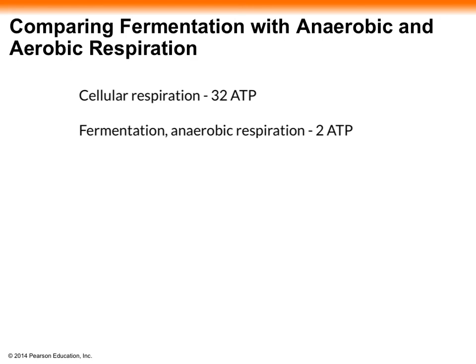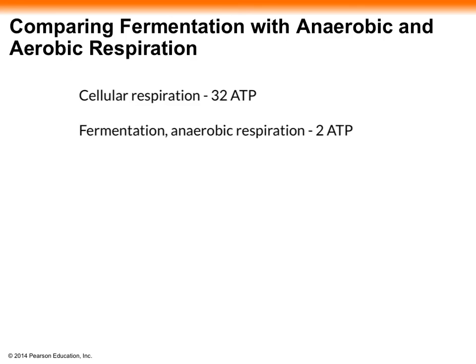Let's do a quick comparison of fermentation with anaerobic respiration. As we spoke about before, cellular respiration or aerobic respiration produces 32 ATPs. That is by far the best way to produce ATP. We're going to get the most from that. Fermentation and anaerobic respiration make a net of 2 ATPs.